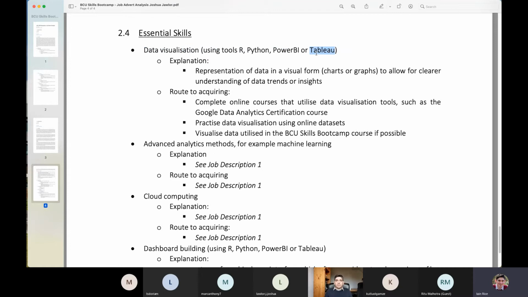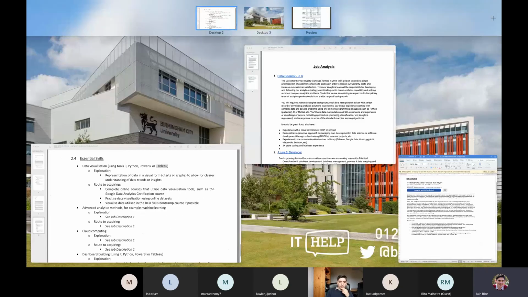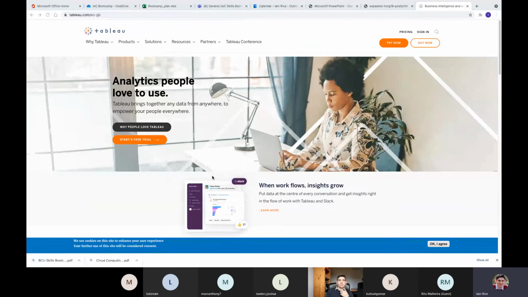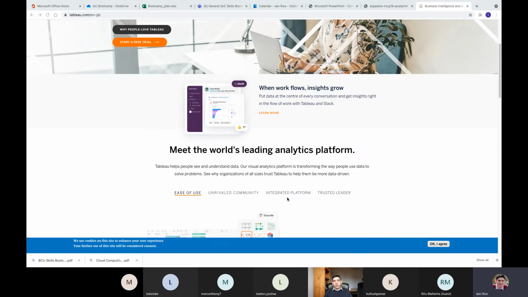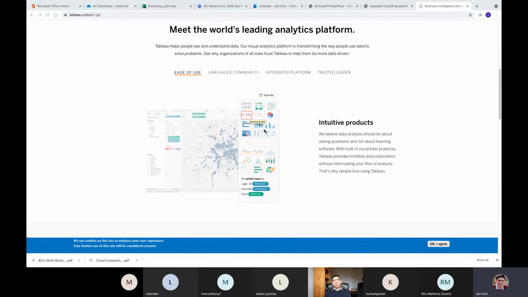Then we've got Tableau. Has anyone come across Tableau before? Yeah, I'll just throw this up. Tableau, there we go. So it's just another data visualization tool where you can create dashboards and intuitive things and analytics.